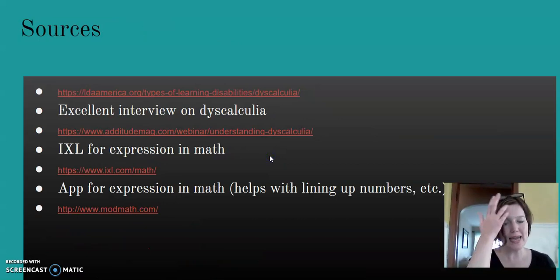The last page is just some of these resources. I highly recommend the podcast, or whatever it was called, the webinar by Attitude Magazine. It was excellent. And IXL and ModMath are some tools that could really help students with dyscalculia that you might intervene for in your classrooms. So I would recommend you check those out.